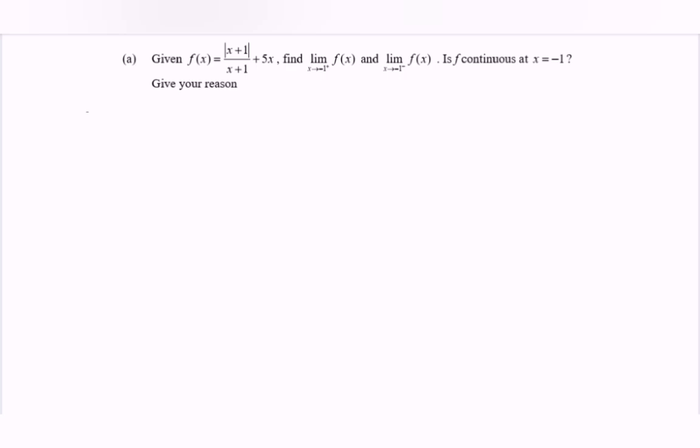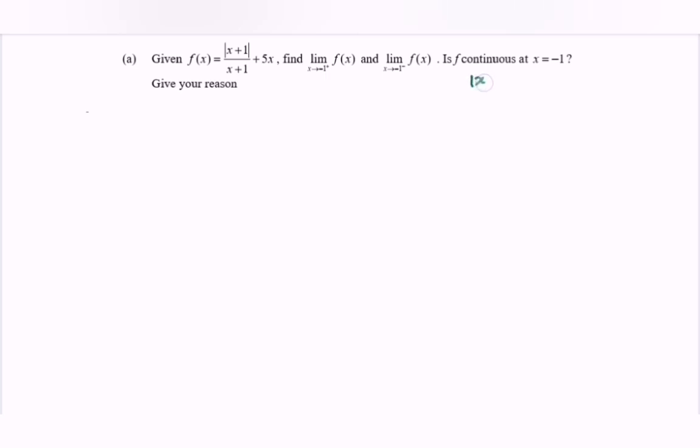Hello everyone, in this video I'm going to discuss the example for limits and continuity. Given the function f(x) where we have |x+1| over (x+1) plus 5x. Find the limit when x approaches negative 1 from the right, and find the limit when x approaches negative 1 from the left for the function f(x). Is f continuous at x equals negative 1? Give your reason. So before we begin, let's define the situation.